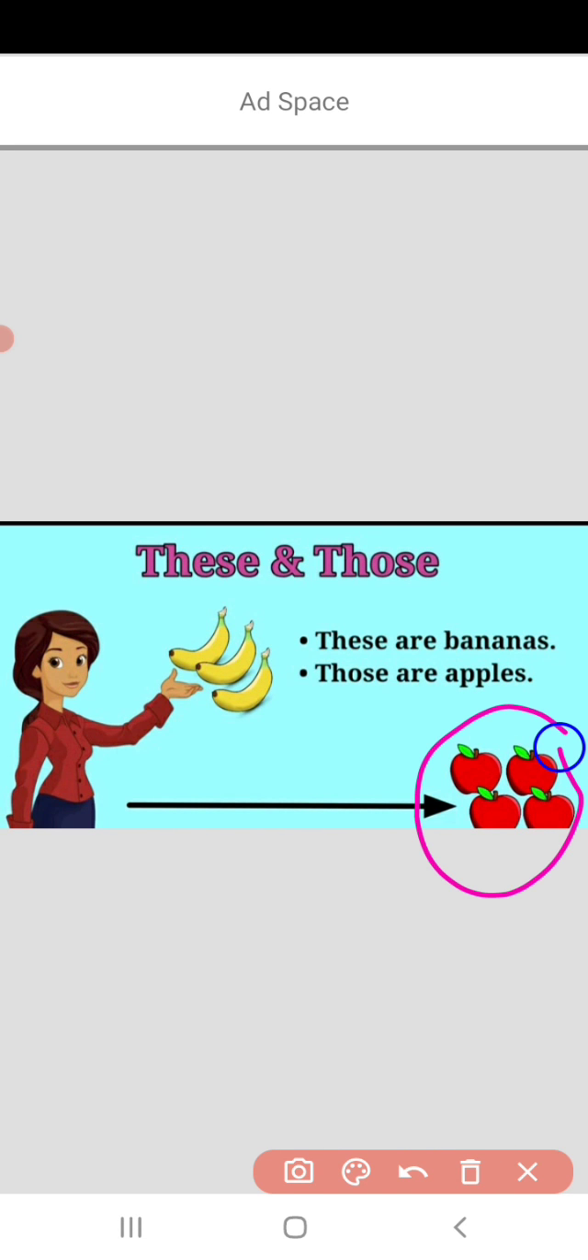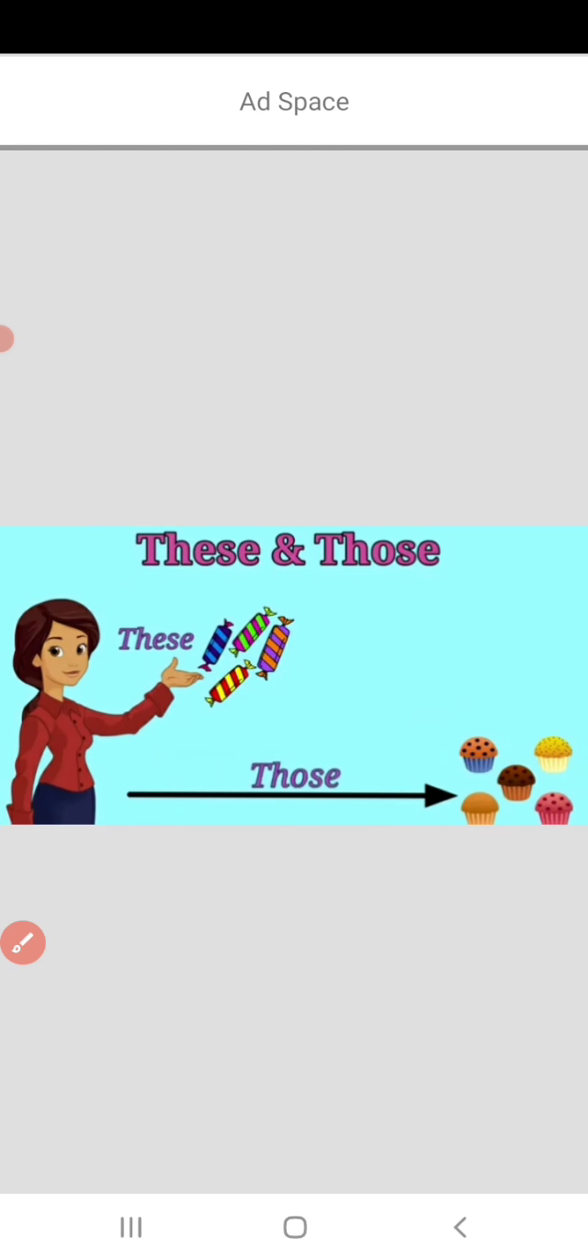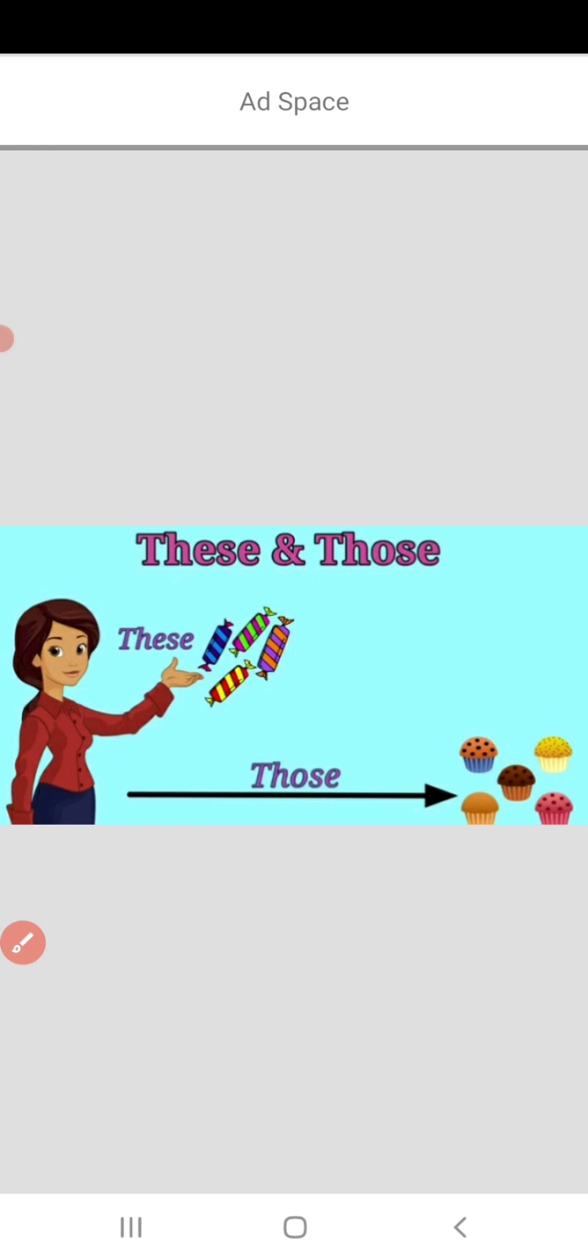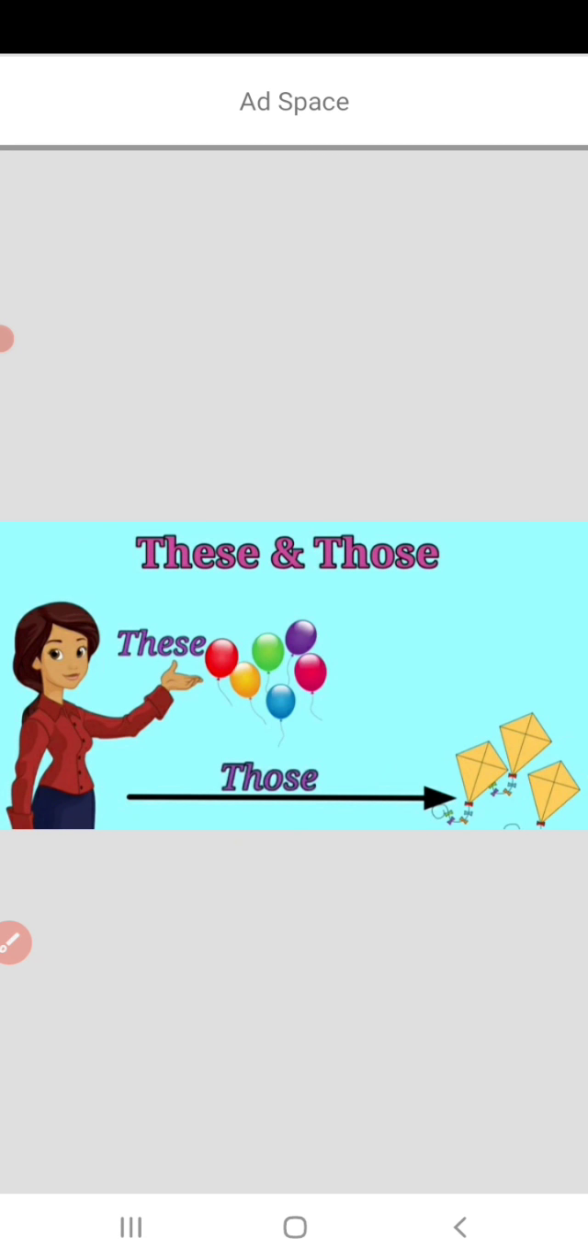Apples are more in numbers and apples are far from me. So we will say those are apples. These are bananas and those are apples. Now in the next example, similarly, toffees are near to me and we will say these are toffees and these are cupcakes. Cupcakes are far from me, so we will say those are cupcakes, and both the things are more in numbers. Similarly, balloons and kites.